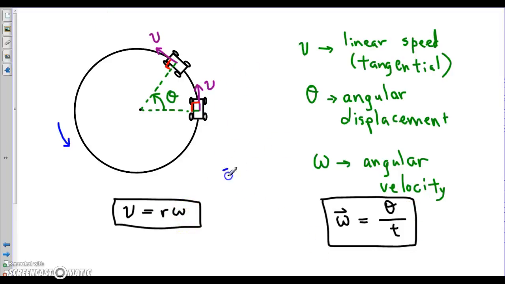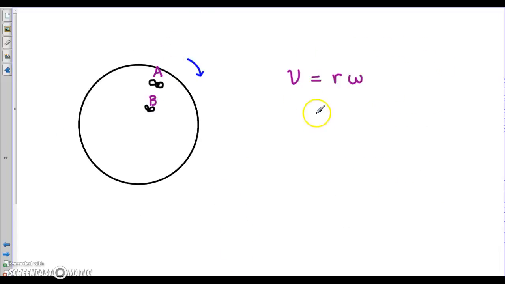Now, something worth noting, when I write v with the arrow, that means it has direction, like arrows, and I'm talking about velocity. V without the arrow is just the speed. Omega with the arrow is the angular velocity, and omega without the arrow is the angular speed. The velocities have direction, but the speeds do not have direction. They're just scalars. Let's take this equation and examine it a little closer.